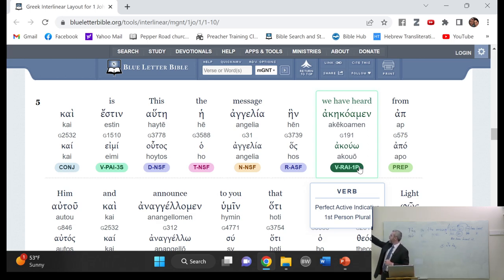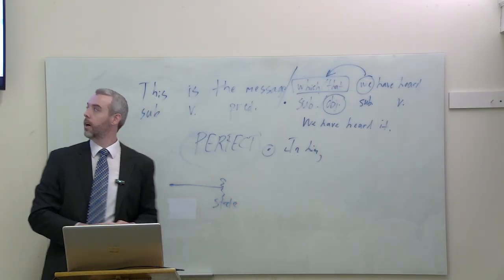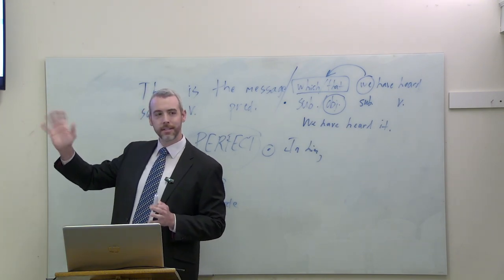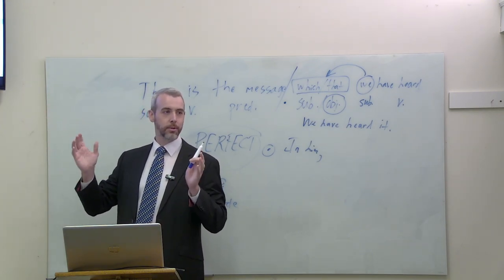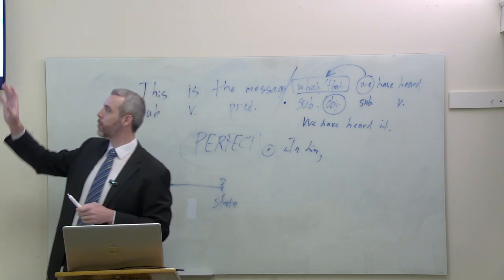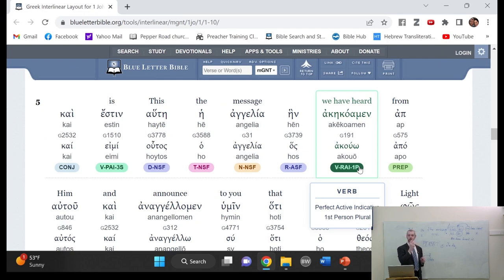When you see an RAI, I have it up there for you. What does the R mean? Perfect. When you see a perfect in Greek, what does it usually mean? Completed in the past? Ongoing relevance in the present. Usually a state. Here, this may be stative, that we are in a position of those who have heard. We are hearers. But I think more it's saying that we have heard and that continues to have relevance in the present, that that message is still echoing in our ears, if you will, that we have heard from him.